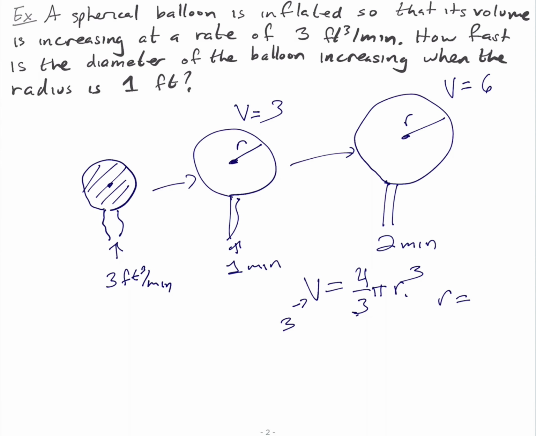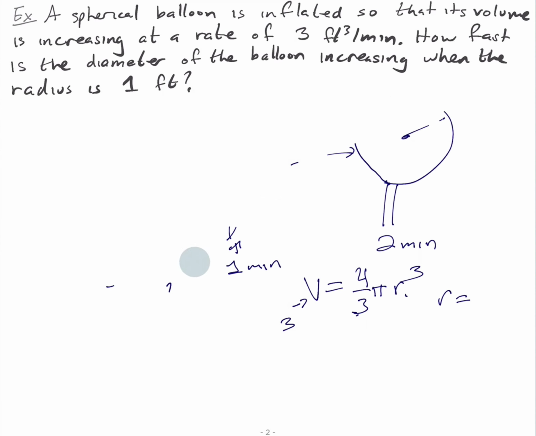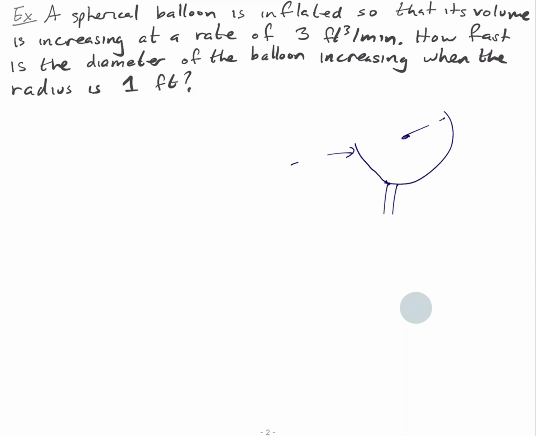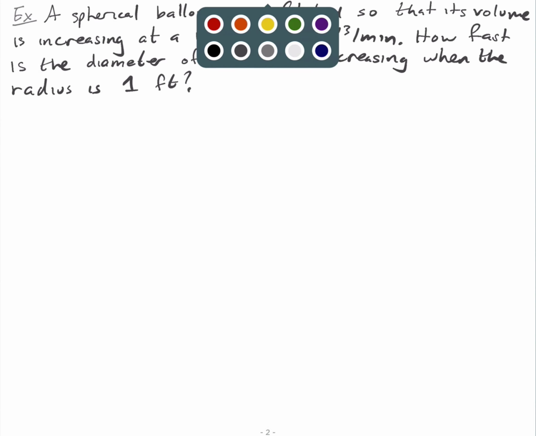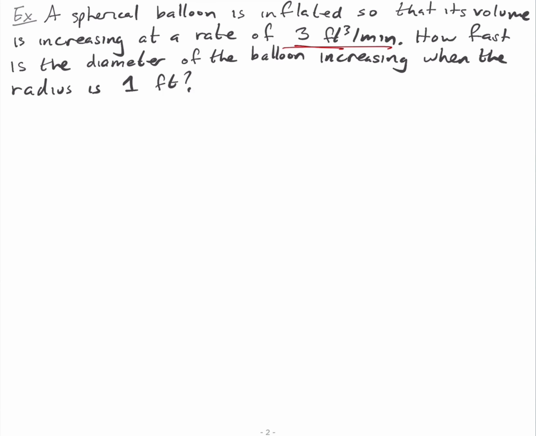So that's the big picture idea of what's going on: we have different rates that are related, and we want to figure out something about one or the other, right? In this case, notice that the rate at which we blow the air in is constant. So it's this 3 cubic feet per minute. And then the question is, how fast is the diameter of the balloon increasing when the radius is 1 foot?